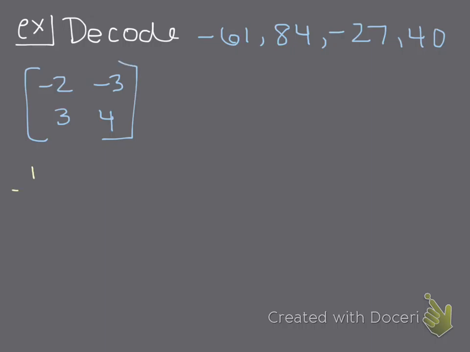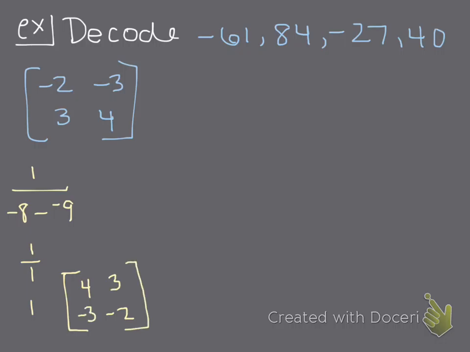Remember, we do 1 over A times D, which is -8, minus B times C, which is -9. So here I'll get 1 over 1, which is just 1. And then remember, we swap them on the diagonal, and the other two stay but change their sign. So this is the inverse of the coding matrix. If you don't have the original coding matrix, you'll never know what to find the inverse of, which means you can never unscramble these values.